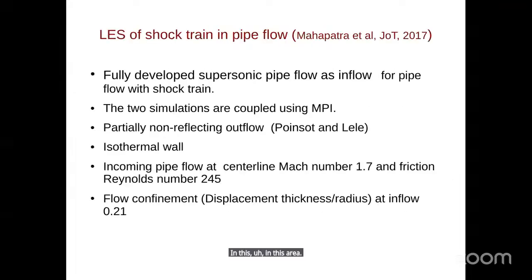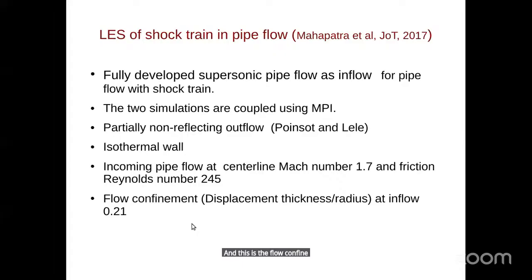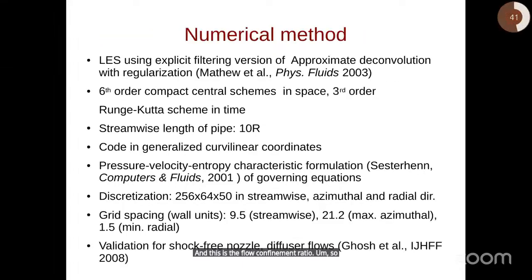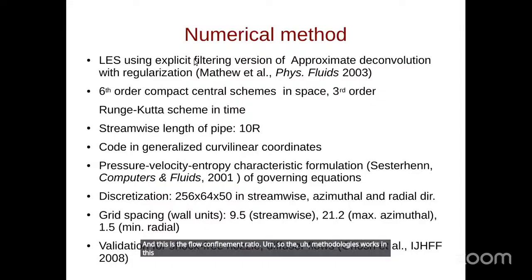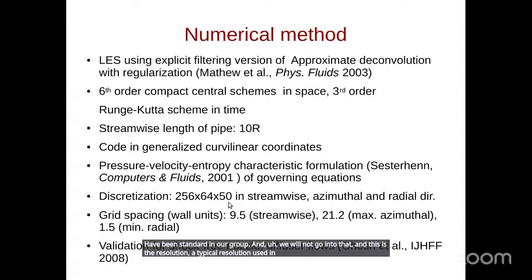We published in 2017 in the Journal of Turbulence this paper on a shock train in a pipe flow. Without going into the details, the Mach number is 1.7 and the friction Reynolds number is low, and this is the flow confinement ratio. The method used was LES using explicit filtering, and no additional filtering was used. These other methods have been standard in our group, and we will not go into that. And this is a typical resolution used in the LES.